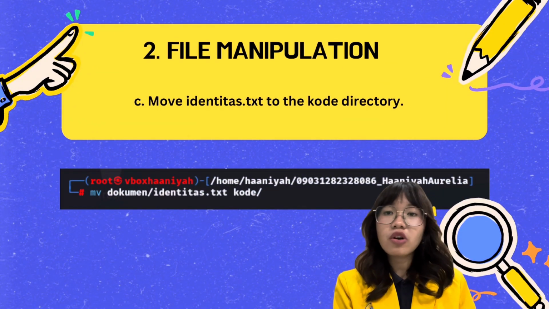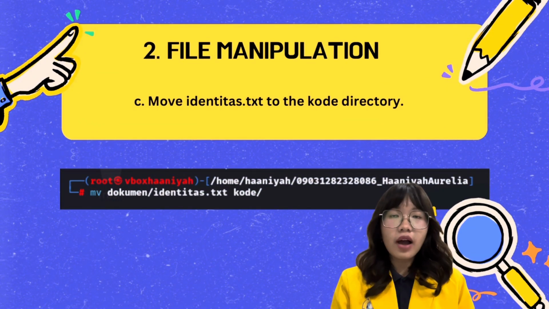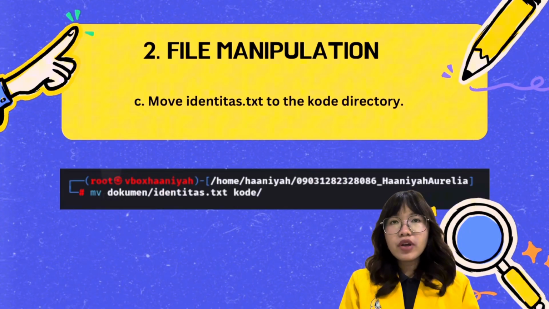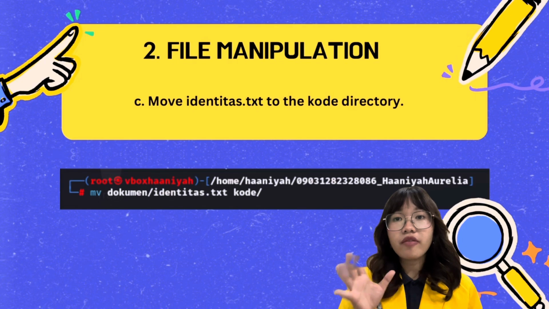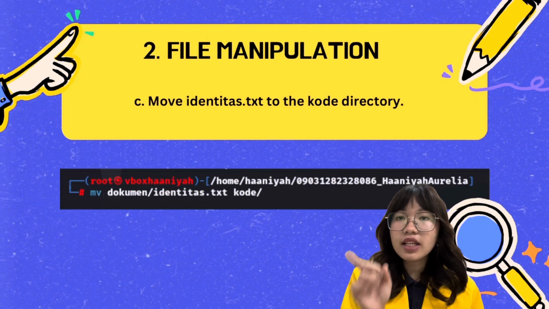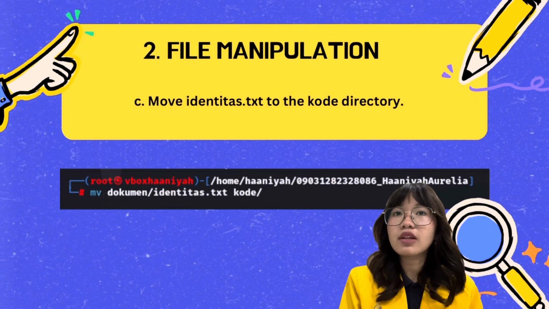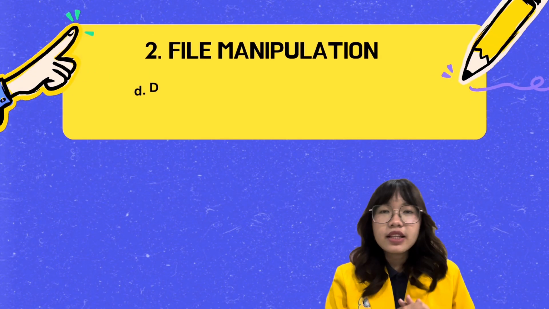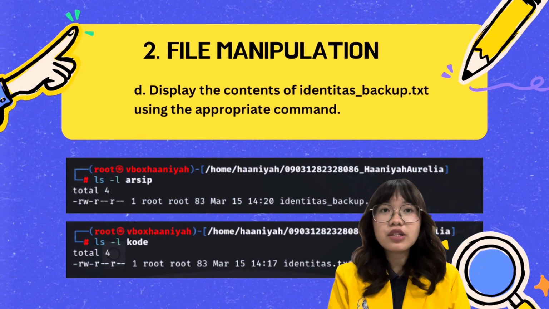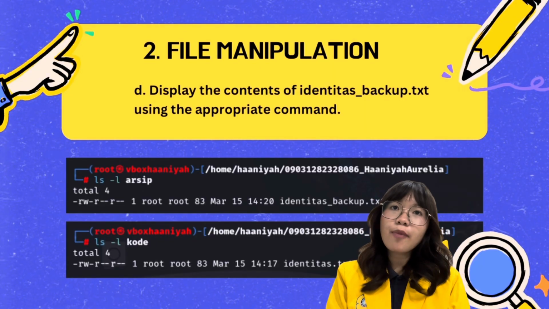C. Move identitas.txt to the kode directory. To move this file, we will use the command mv or move document/identitas.txt kode/. After executing this command, identitas.txt will no longer be in the document folder, but will have moved to the kode folder.